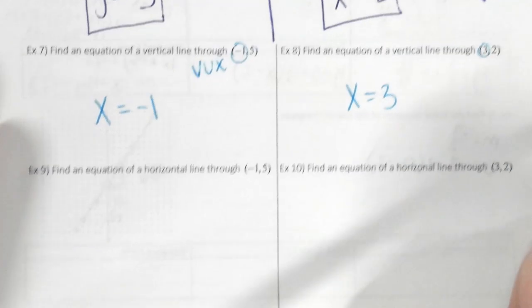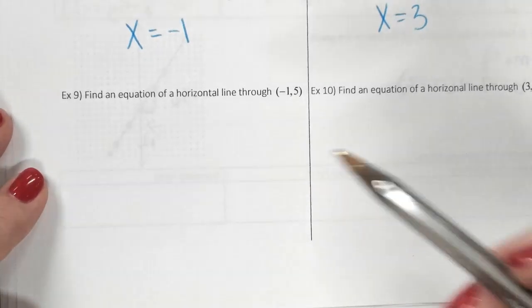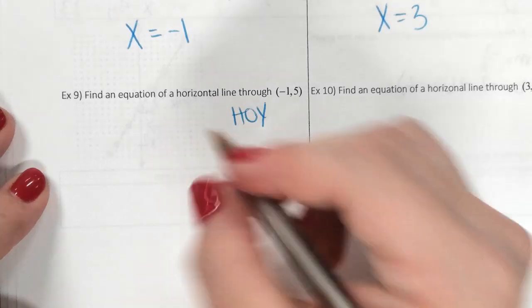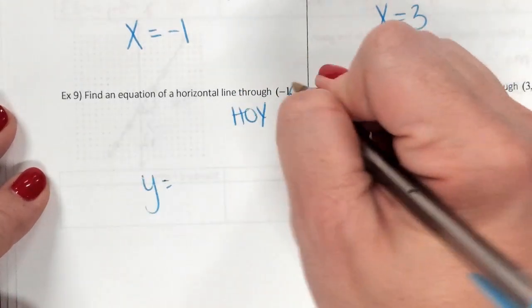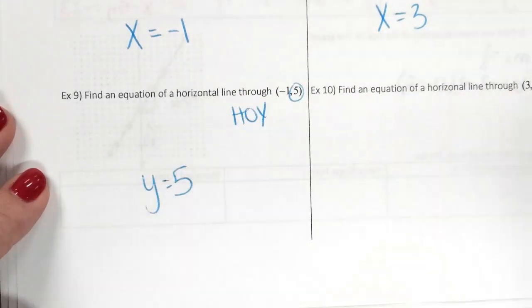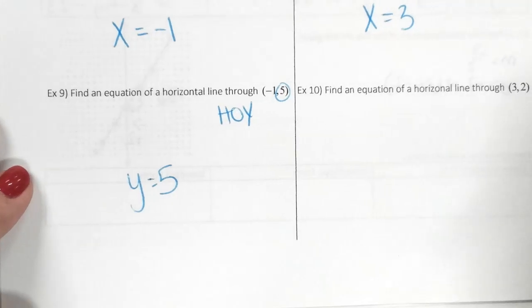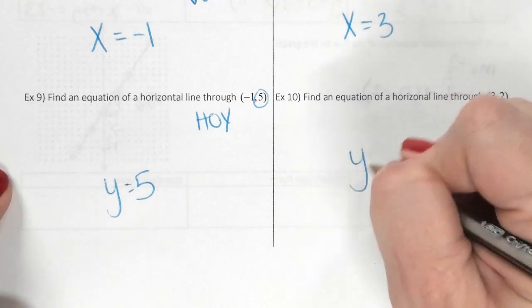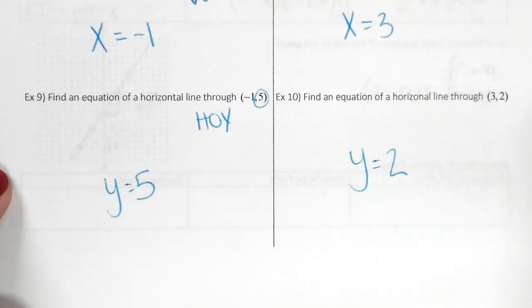Simple? Okay, now it says find an equation of a horizontal line through (-1, 5). Well, horizontal is y equals, and what does y equal? 5. So again, 10 seconds, try that one. So you should have gotten y equals 2. Any questions with those? No, we like those super simple.